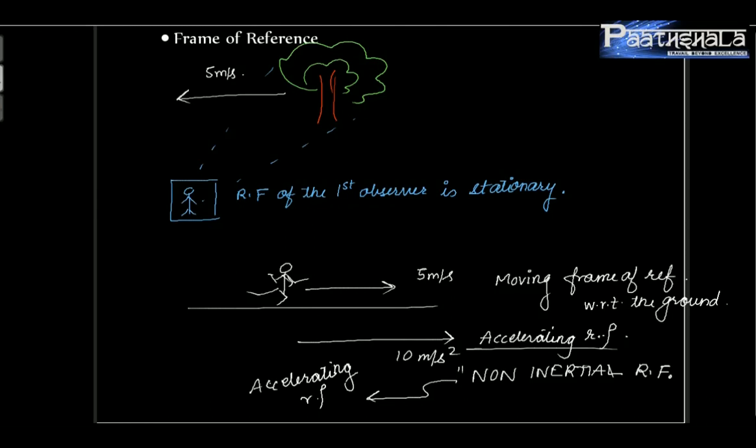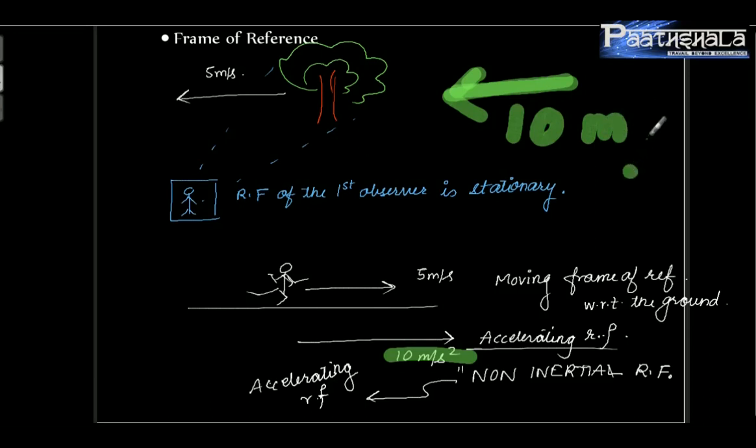So naturally, if this guy is going with 10 meters per second square in the forward direction, he will also feel that the tree is going backward with what acceleration? 10 meters per second square. Yeah, perfect. That's easily understood, right? We have that intuition. Every one of us has traveled using vehicles and trains at some point in time. So the tree is also going backward with an acceleration of 10 meters per second square. Fine? Let's move on to the next slide.